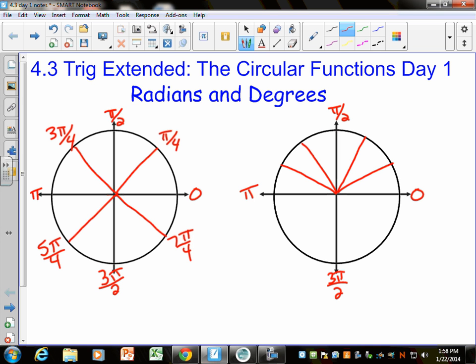Close enough. So I have 1, 2, 3, 4, 5, 6 pieces from 0 to pi. You with me on that? So how much is this? 1/6 of pi, or pi over 6. And that's why pi over 6 is 30 degrees, because it's 1/6 of that little chunk.